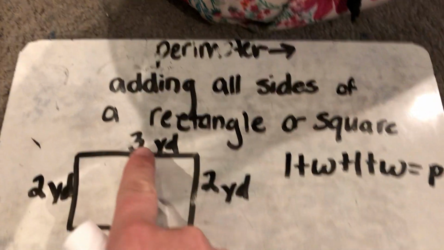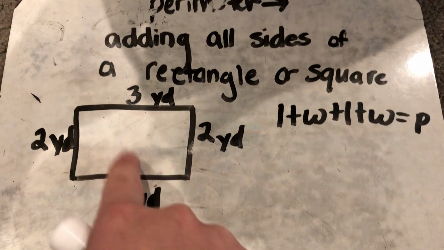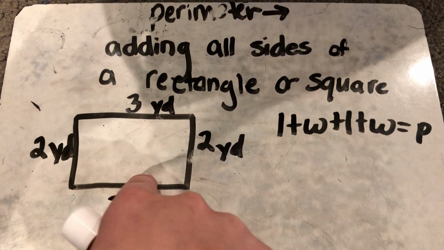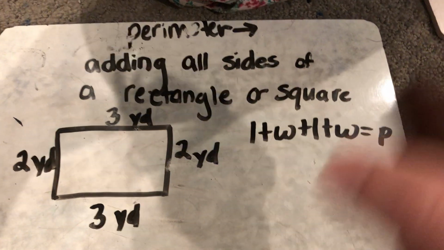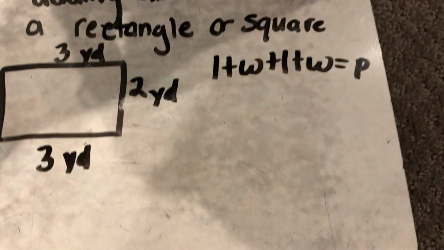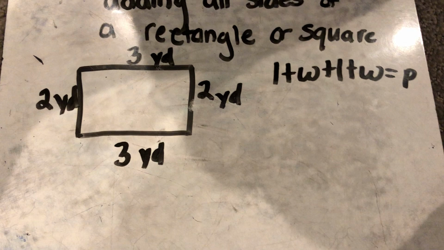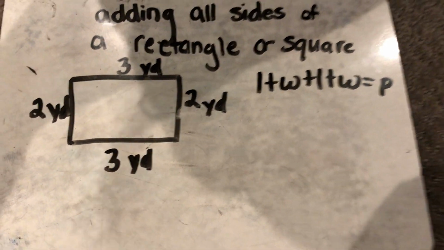Okay, a rectangle has two sides that are the same, two lengths that are the same, and two widths that are the same. In a square, all sides are the same. All right, so this is our practice. Go ahead and get a sheet of paper and a pencil.